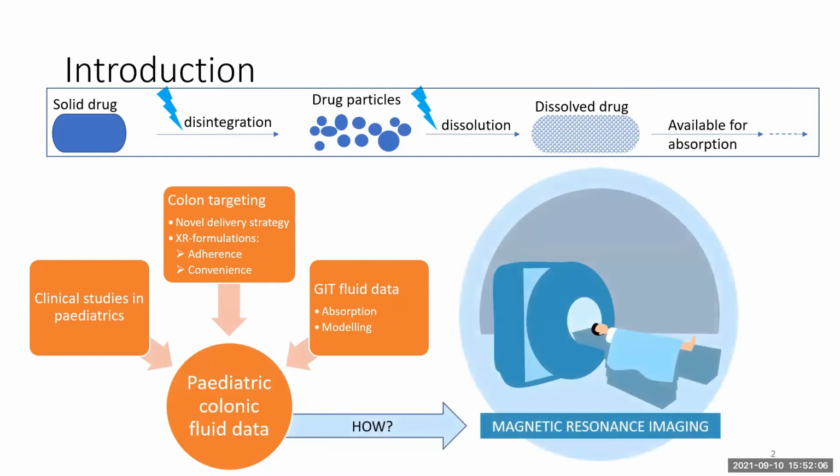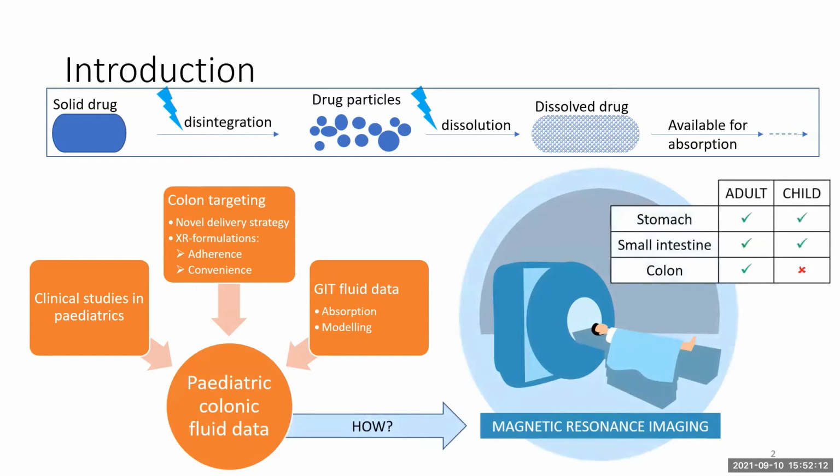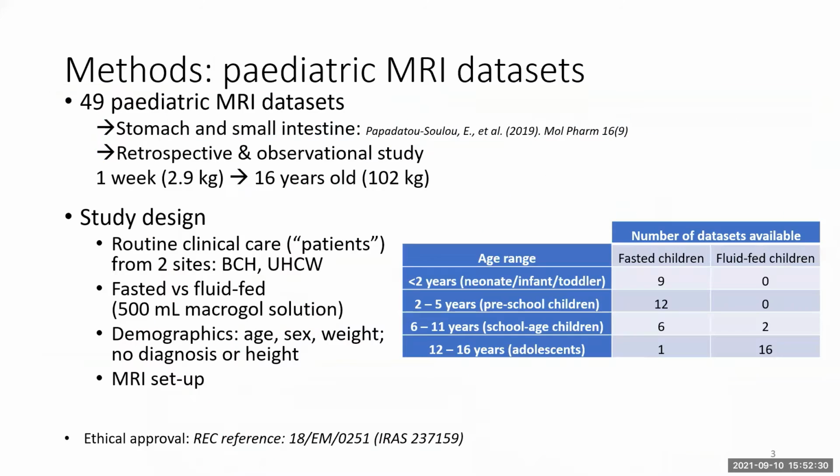Well, magnetic resonance imaging has been used before to quantify fluid in the gastrointestinal tract of adults. More specifically, it's been used in the stomach, small intestine and colon for adults, and the stomach and small intestine in children, which was shown at the EU PFI conference in 2018. It hasn't been used yet for fluid in the paediatric colon, so that's what I'm showing now.